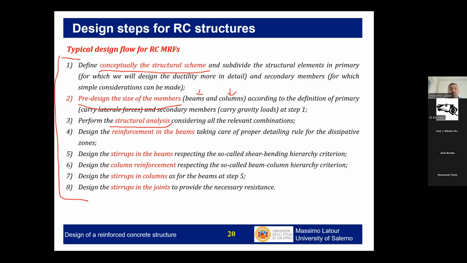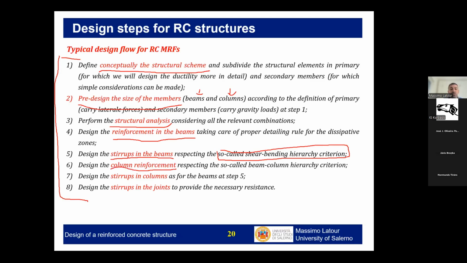When we go into the design of the elements, we have to follow this order. First, we will design the longitudinal reinforcement of beams, so the bars, to provide the bending resistance. Then we will design the stirrups in the beams, respecting the so-called shear bending hierarchy criterion. As I explained, we want to avoid any shear failure in the beam before the full plastic development of the plastic hinges. And then we will continue in this way.